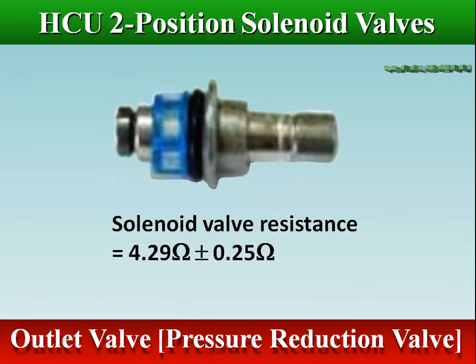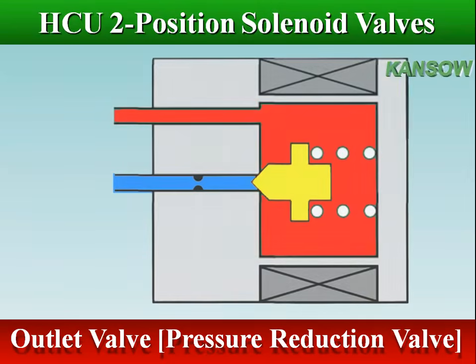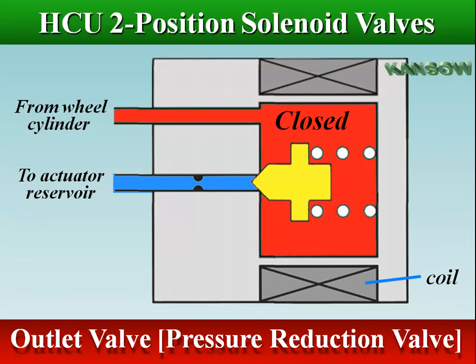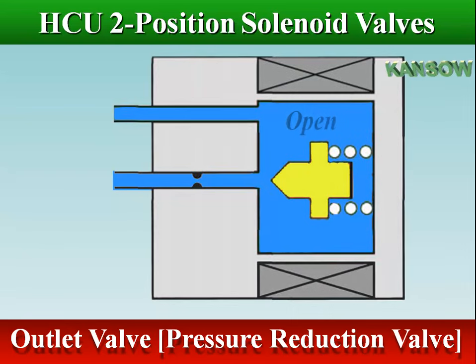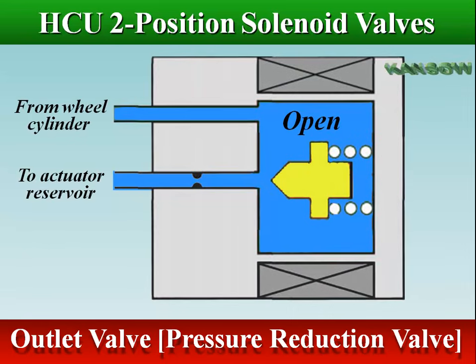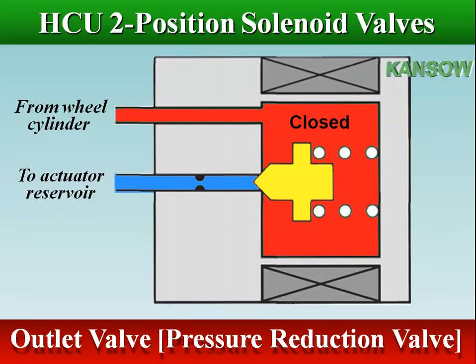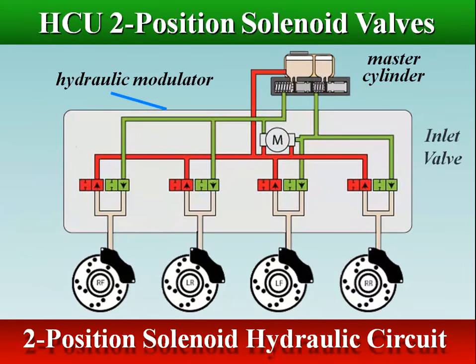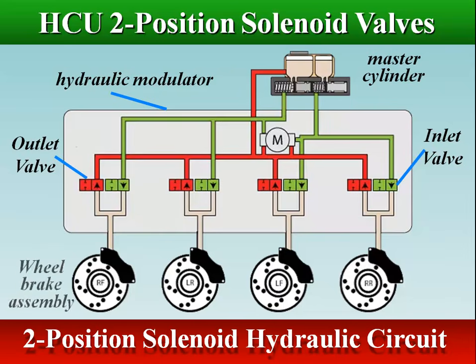A normally closed outlet valve blocks fluid from flowing back to the accumulator, reservoir, or pump. Pressure reduction valve controls the circuit between the wheel cylinder and the actuator reservoir. The valve is spring-loaded in the closed position, normally closed. When current flows through the coil, the valve compresses the spring and opens the valve. In two-position solenoid hydraulic circuit, the actuator consists of 6 or 8 two-position solenoids. 2 solenoids are used to control each wheel hydraulic circuit.